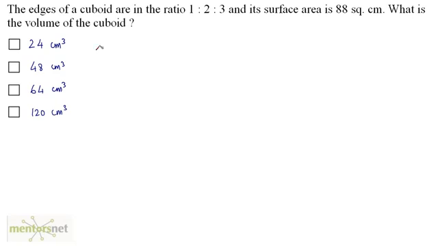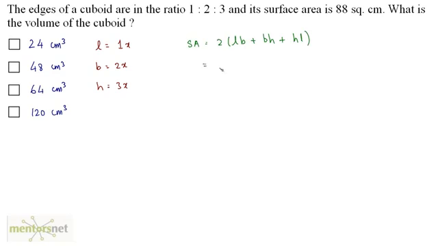So I can say that length can be equals to 1x, the breadth can be equals to 2x, and the height can be equals to 3x, x being the constant, so that the ratio remains the same. Now we have been given the surface area. Now from surface area we can find out the value of x and thereafter the value of L, B and H. Let us write the formula for surface area of a cuboid.